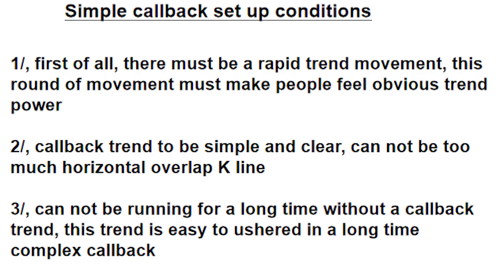To sum up the conditions for the establishment of a simple pullback, the first point is that there must be a round of rapid trend movement. This round of movement must make people feel the obvious trend power. It is best to break through the obvious consolidation interval, break through the obvious band points, break through significantly. And that's what we're going to follow.